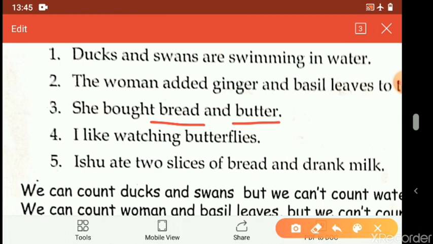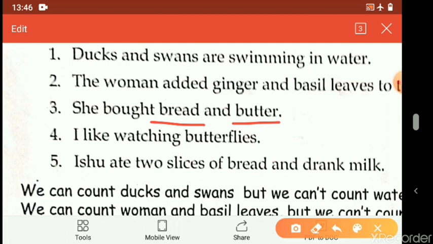Now, can we count bread? No, we cannot count bread. Bread is uncountable. But if we cut the bread, we get slices. So slice of bread is countable, but bread is uncountable. When the baker bakes bread, he bakes the bread into loaves. So loaf of bread is countable, slice of bread is countable, but bread alone is uncountable.